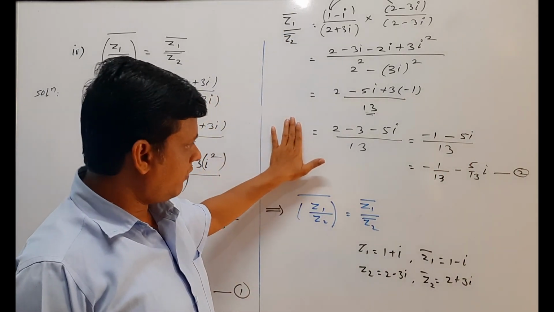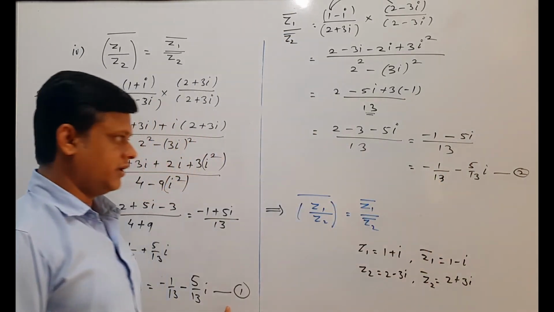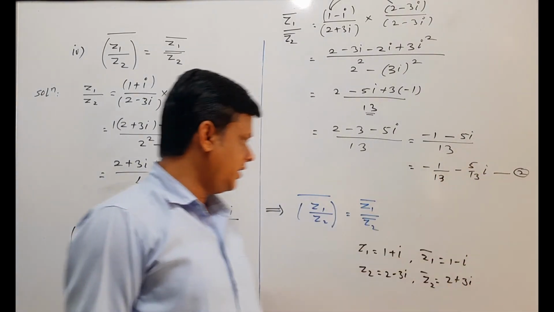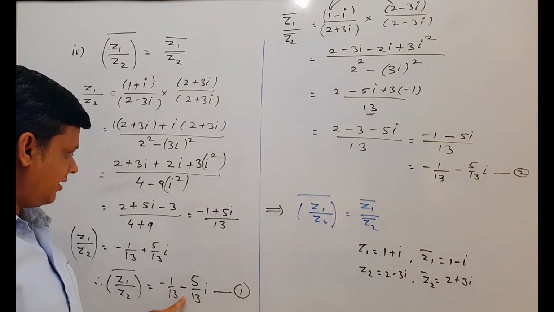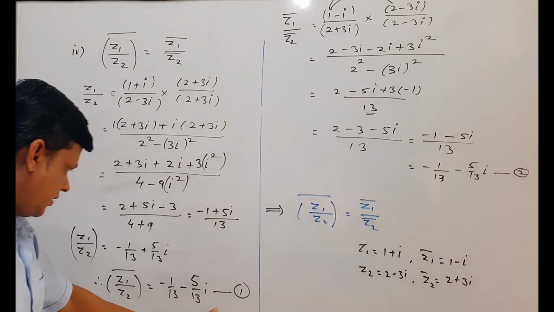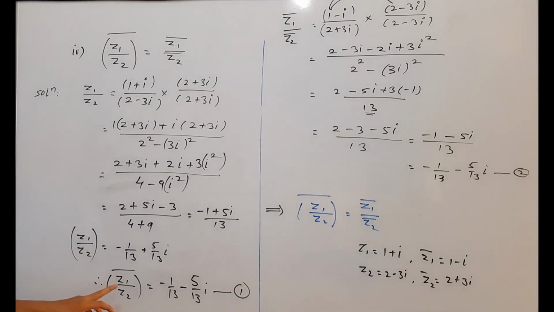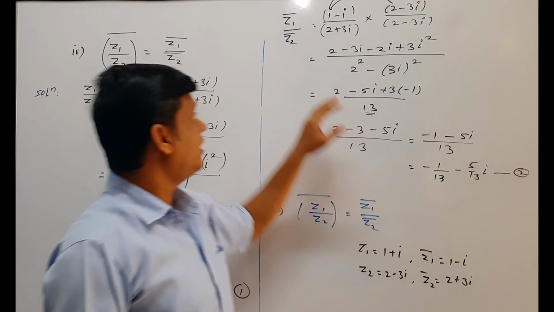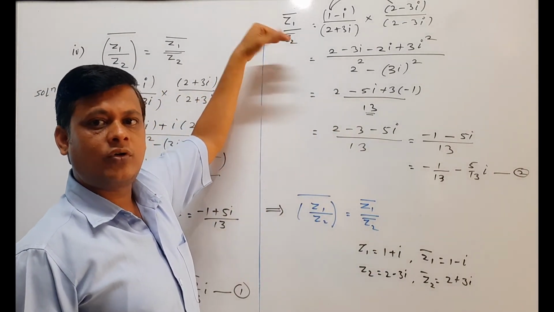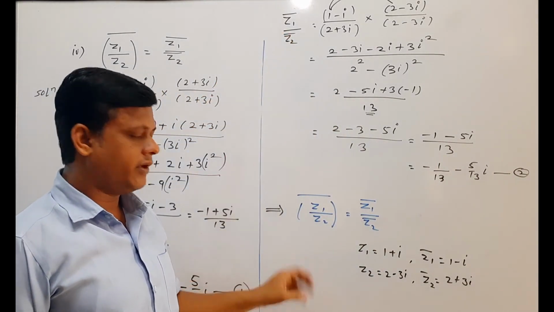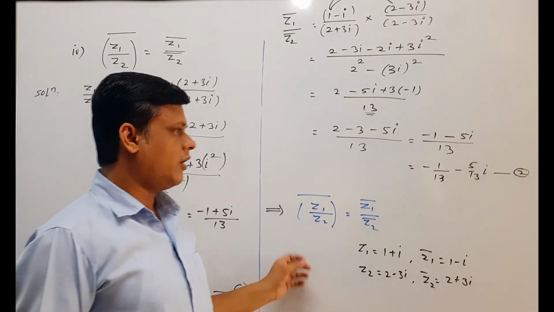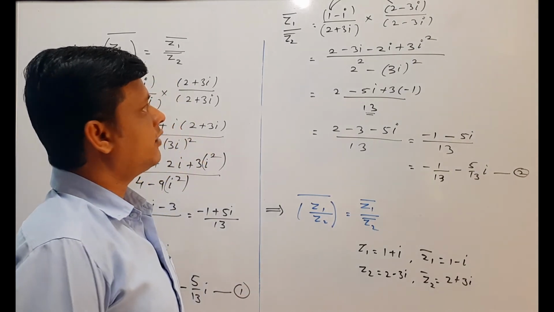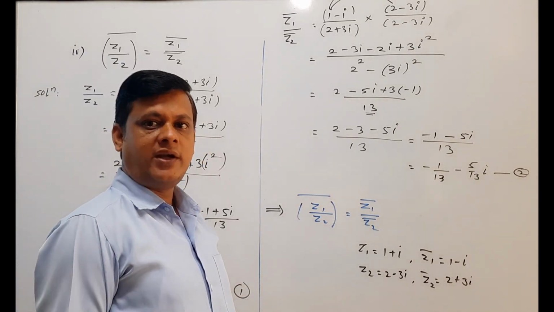So from equation second and from equation first, if you observe, this minus 1 by 13 minus 5 by 13 i, here also minus 1 by 13 minus 5 by 13 i. Equation 1 is the value of the conjugate of z1 upon z2, and equation second is the value of the conjugate of z1 upon the conjugate of z2. That means in this way we can verify all the 4 sub questions. So here we complete exercise 1.3.